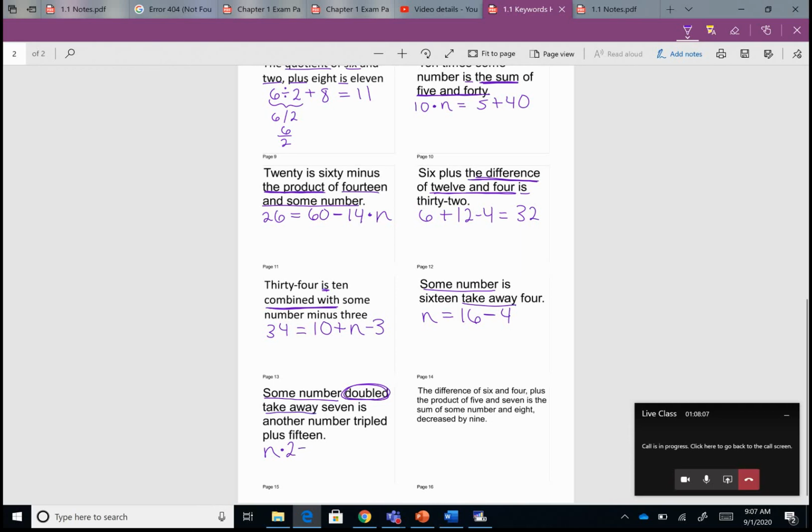Take away 7 is means equals. Now we need another number. I can't use n again because I need another number, not the same one. So I'm going to use x. Another number tripled. Now again, I'm going to go back to baseball. I apologize if you're not a baseball fan. In baseball, if you hit a triple, you get to run 3 bases. So if we triple, we're going to multiply by 3 plus 15. So even though there's a lot of things going on in that question, I still just took it one word at a time and broke it down as I read my way through the question.